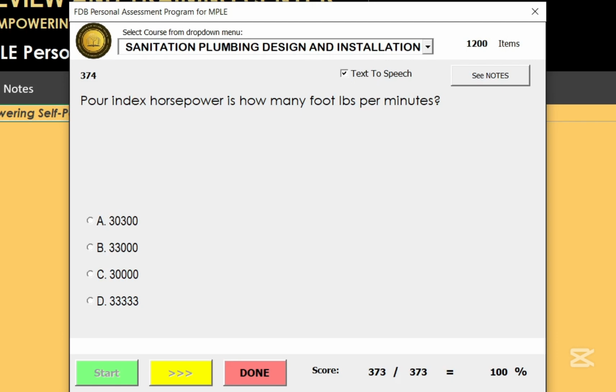One horsepower is how many foot-pounds per minute? A. 30,300. B. 33,000. C. 30,000. D. 33,333. Please pick your choice.